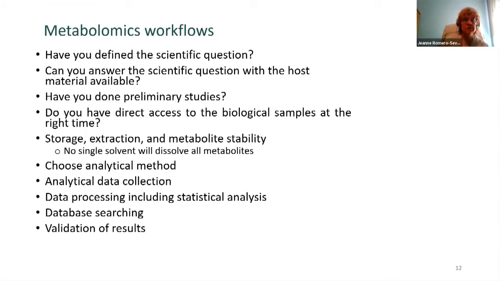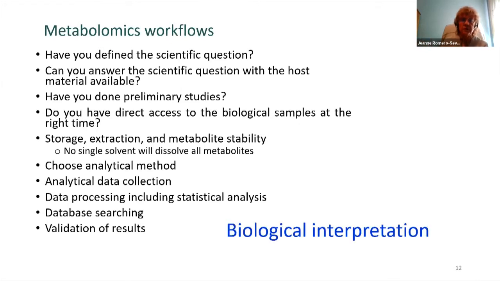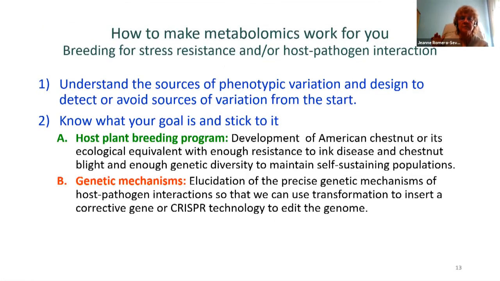What kind of data collection method are you going to use? These systems are all automated or semi-automated, but all this has to be decided in advance. How you're going to process the data. Are you going to do standard database searches? And then a step that a lot of people haven't gotten around to yet, validating your results. That doesn't come in the analytical chemistry facility. That comes from you. You do all this, you'll be able to interpret your data. If you don't do this, you will find a lot of things, but you won't know what it means. Okay. So how to make metabolomics work for you in any situation whatsoever.